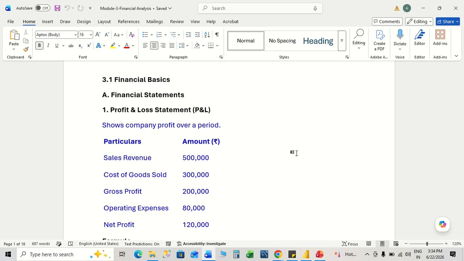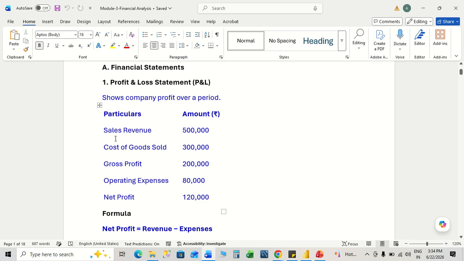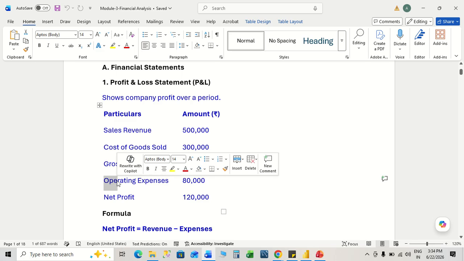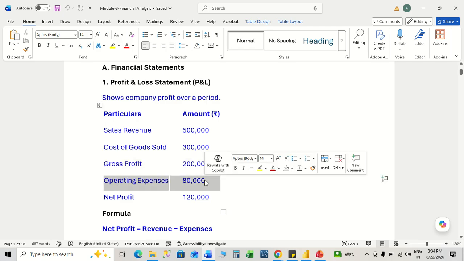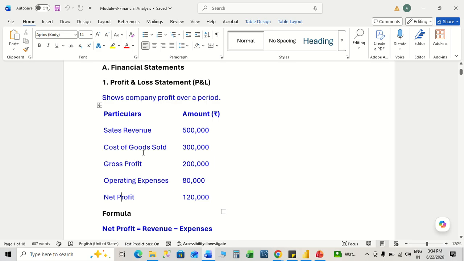So company profit over the period. See this particular amount. Sales revenue, this is the sales amount. Cost of the goods. Gross profit. Operating expense: let's suppose you are paying salary, electricity bill, rent. So operating expense is 80,000. Sorry, net profit is gross profit minus expense.